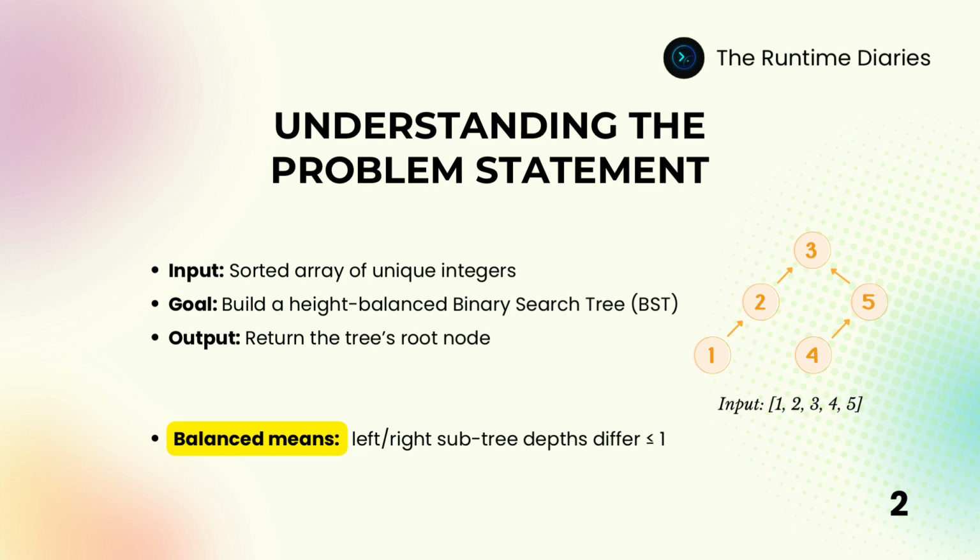So what's the setup? We're given a sorted array of unique integers, like from left to right, 1, 2, 3, 4, 5. Our goal is to build a height-balanced binary search tree, which means the depth of the left and right subtrees should never differ by more than 1. And finally, we return the root node of that balanced tree. Balanced is key here because it keeps all future operations like search and insert efficient.